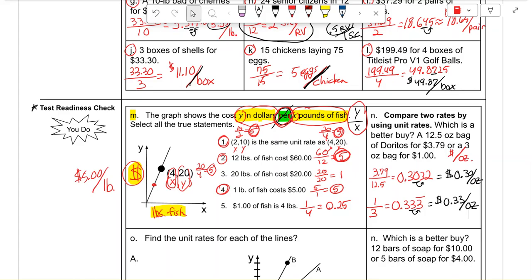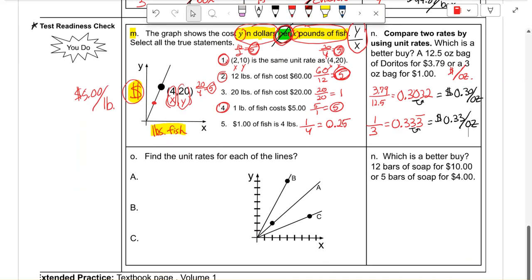Okay, your best buy here is the larger bag because it's 30 cents per ounce, whereas the other smaller bag is 33 cents per ounce. So you're paying more per ounce with the smaller bag than you are with the larger bag. So if you need quantity, buy the larger bag.